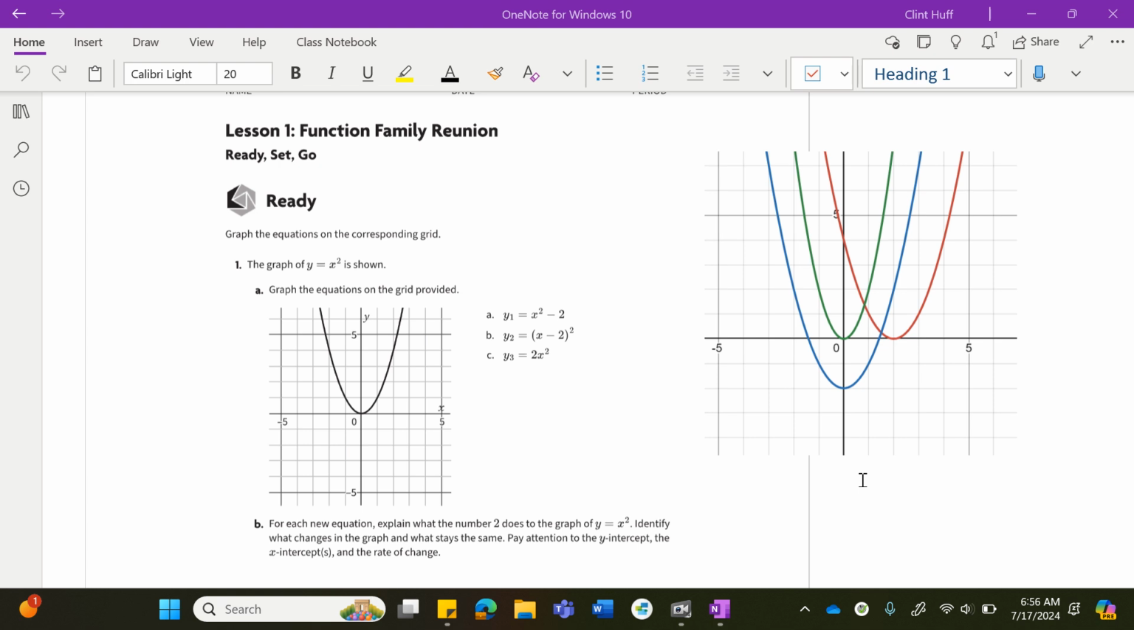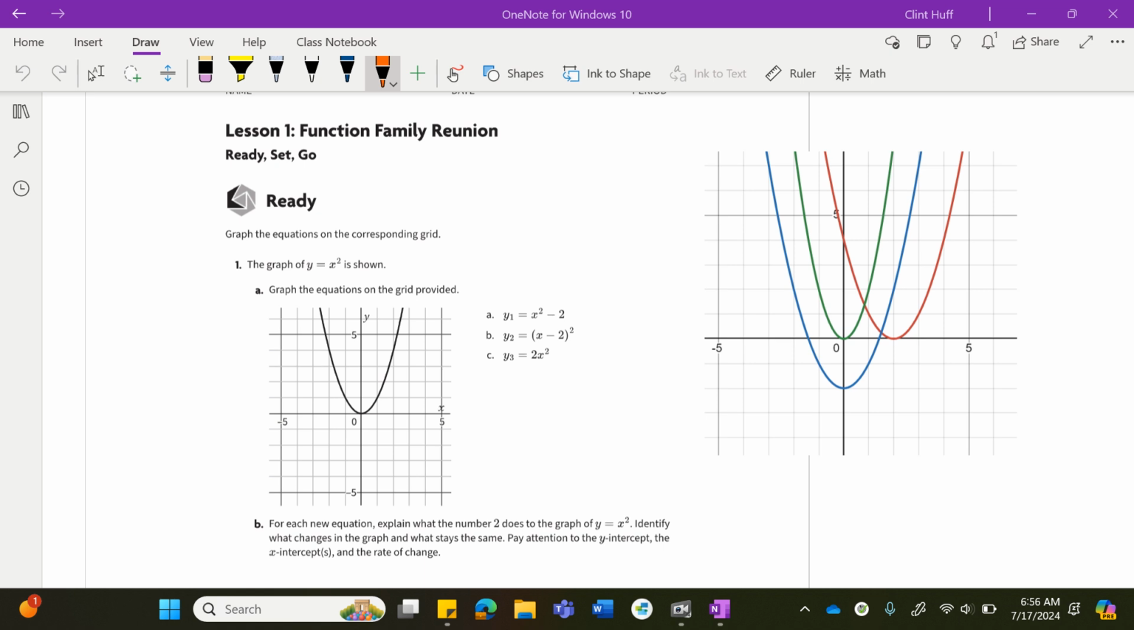All right, in the first section, we're going to graph the graphs listed under A, B, and C, and I've done them on Desmos. So the first one, x squared minus 2, is going to take our parent function here and bring it down 2. So that's the blue one right here, down 2. And the next one is going to take our function and move it 2 to the right. That's the red one right there. And then the last one, 2x squared, is not going to alter the vertex, but it's going to change the slope of the sides to make it a little steeper. So that's the green one.